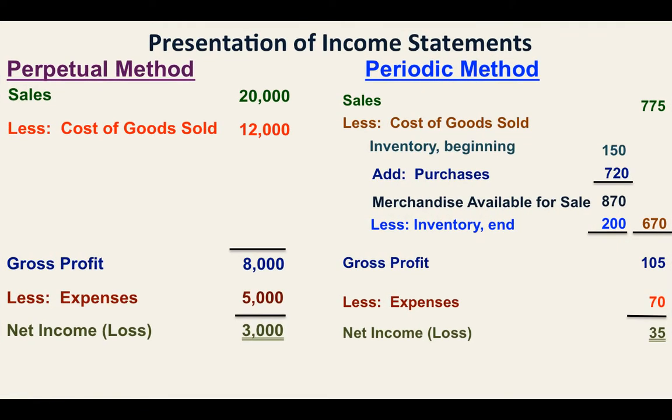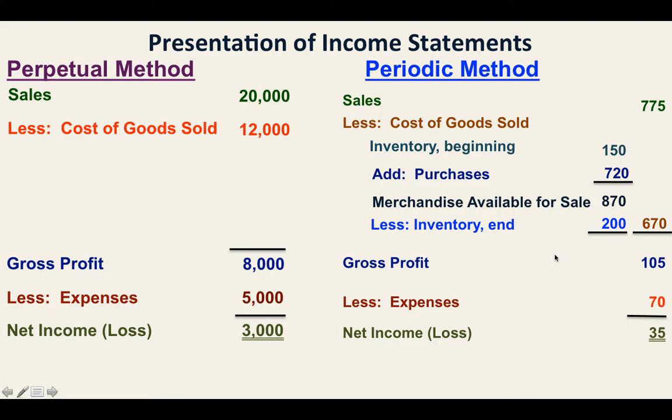Okay, let's go back. I need to emphasize certain things. So class, here, cost of goods sold is available under perpetual method. Under periodic method, cost of goods sold is not available. We have to compute it based on the accounts that we have. We have the purchases, right? That is recorded. 150, the inventory beginning, that was from last year's record. And the inventory end, this is the inventory that we have conducted for the current year.